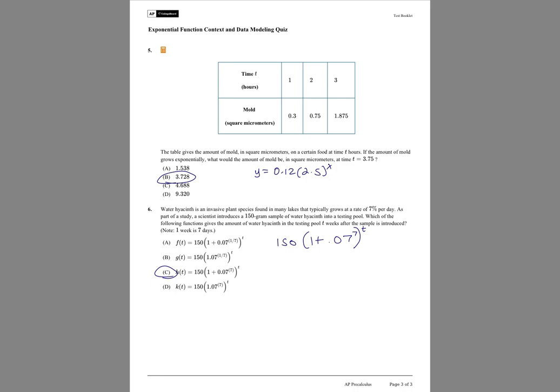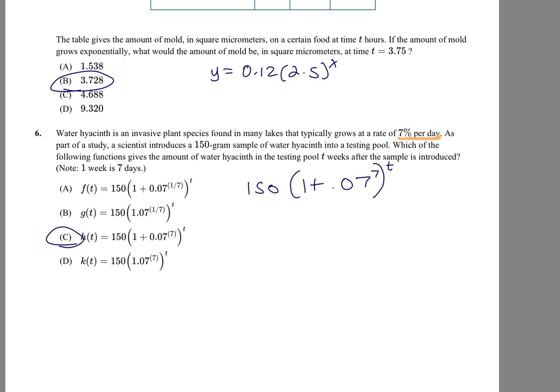And then 6 was like that last example. You had to figure out that it was talking about a percent per day, but then at the end, it wanted it per week. So if it's per day and I want it per week, I have to multiply by the 7. Good on these? Yes?